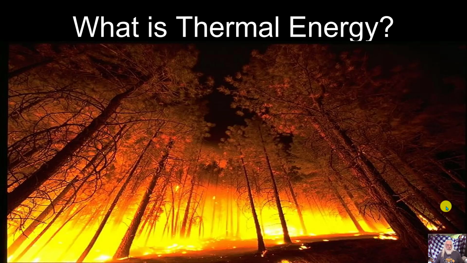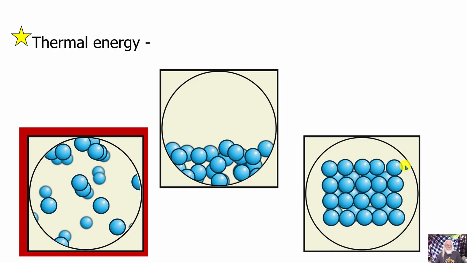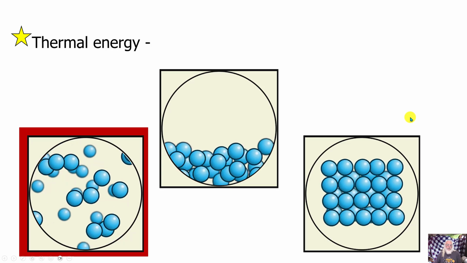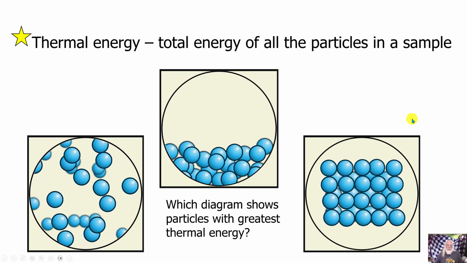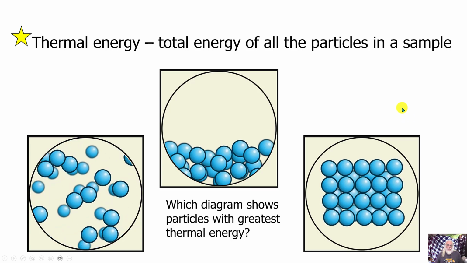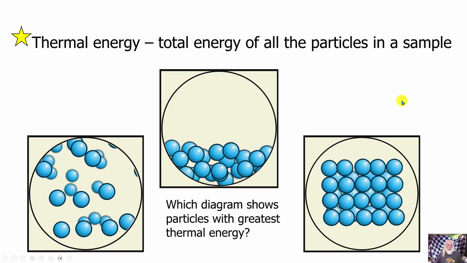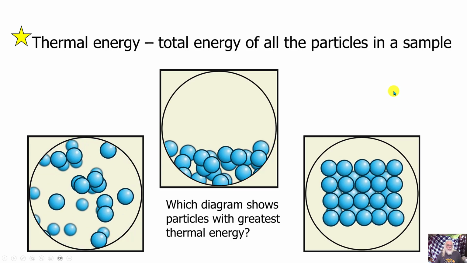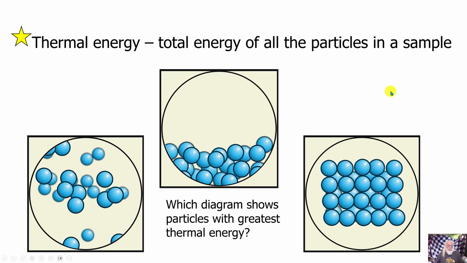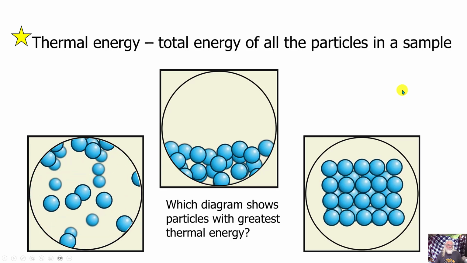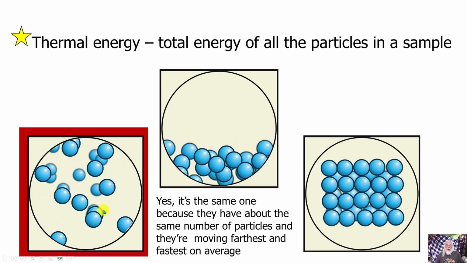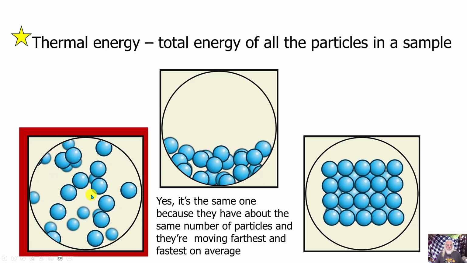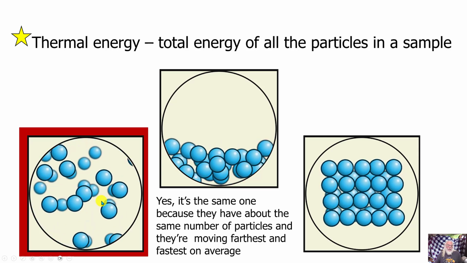All right, now let's take a look at a term you might not be familiar with. What is thermal energy? Thermal energy is defined as the total energy of all of the particles in a sample. Which diagram shows particles with the greatest thermal energy? So which of these diagrams has the most total energy of all the particles in a sample? Yeah, it's the same one. Yes, it's the same one because they have about the same number of particles. And the ones here are moving farthest and fastest on average.